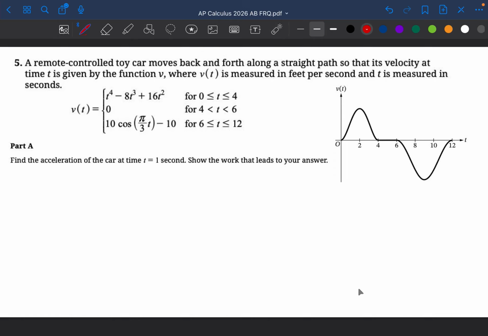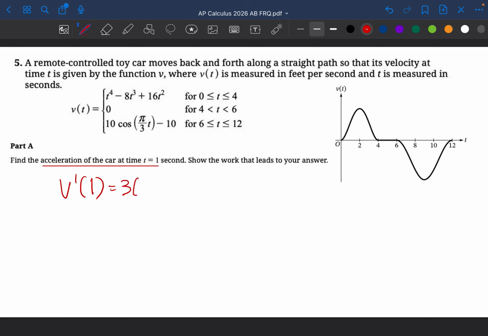Number 5. A remote-controlled toy car moves back and forth along a straight path so that its velocity at time t is given by the function v, measured in feet per second, and t is measured in seconds. In part A, we want to find the acceleration of the car at time t equals 1 second. That means we want to find v prime of 1. Now, that's going to be the derivative specifically using this part of our piecewise function.